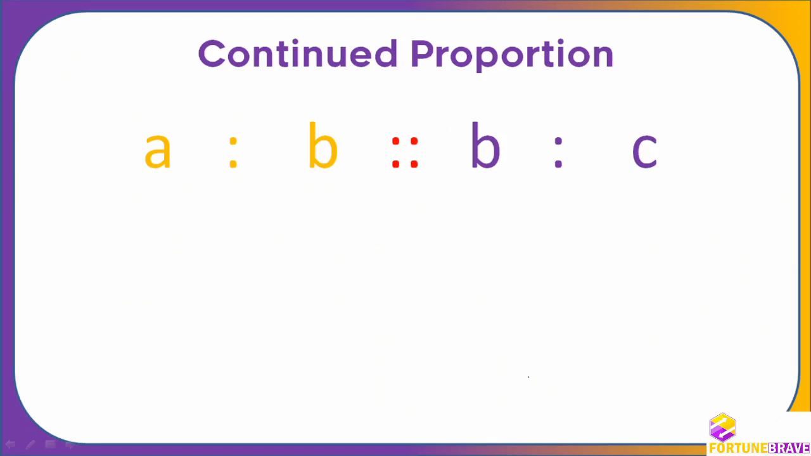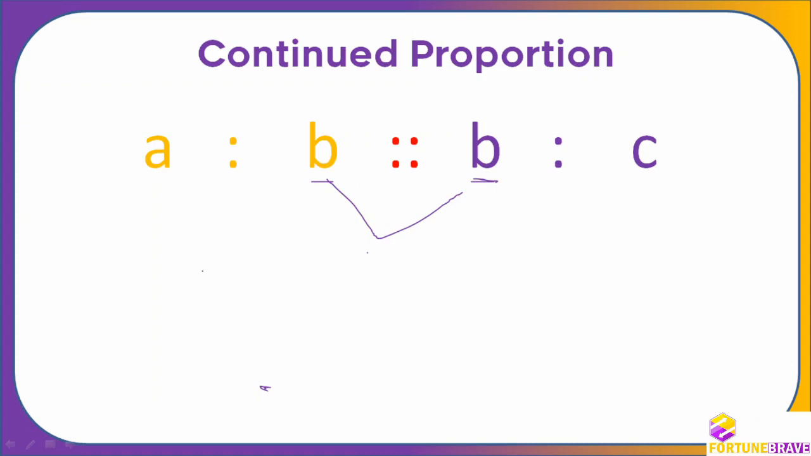Now we have to understand this continued proportion, where I said there can be three. Here you can see continued proportion is one where the means are same. These means are same. Can you see here B and B?